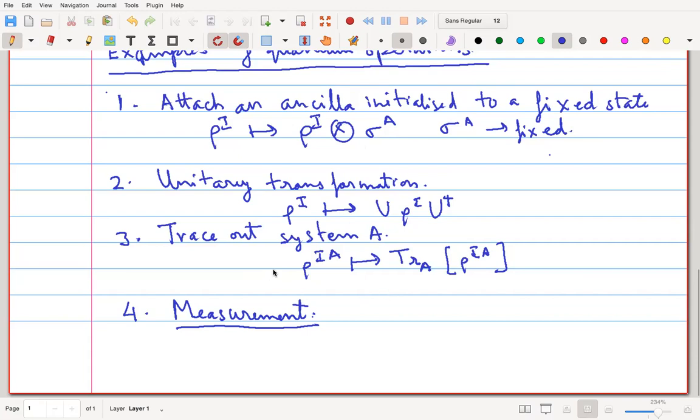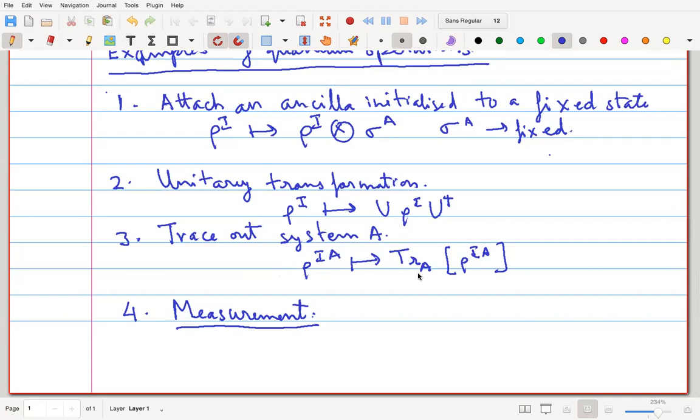Then trace out system A is again very simple. I have some electrons which will break into two bunches, I and A. They had a joint description state, and what I do is I will just remove these electrons from the second bunch A. So this is what it corresponds to.